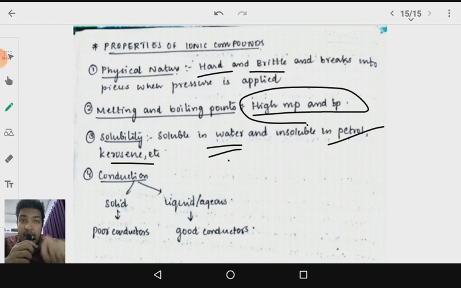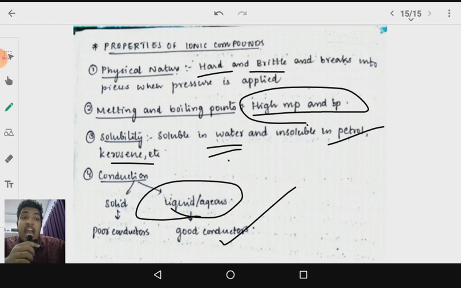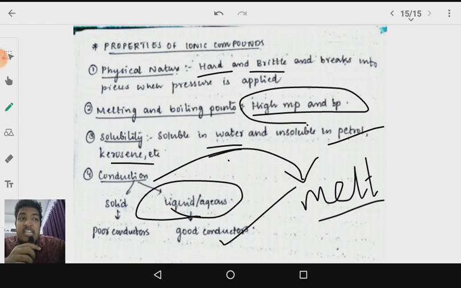Now talking about conduction, in solid state they are poor conductors because the ions are not free to move about. If the ions or electrons are free to move about, then they will conduct electricity. And when is that possible? It is possible in the aqueous state. So in the aqueous state, the ions are free to move about, as a result of which they are good conductors of electricity. Also in the molten state, they are going to be good conductors of electricity.